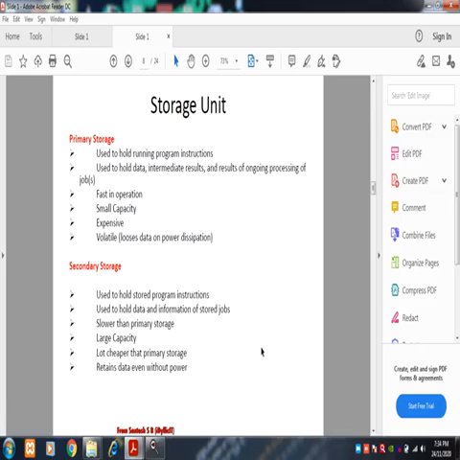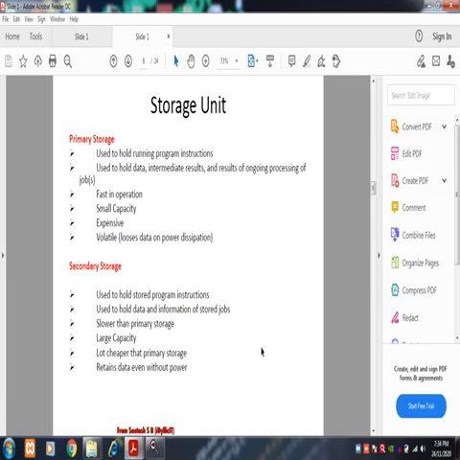Next is secondary storage. The second part of the storage unit is secondary storage, used to hold stored program instructions. Secondary storage is mainly used to hold stored program instructions. What are these stored program instructions? In depth we will discuss in the next class.